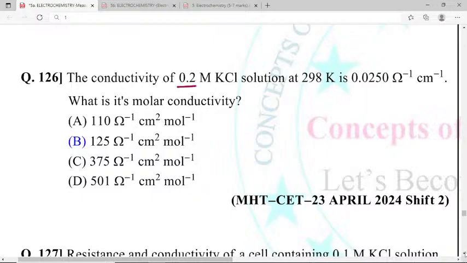The conductivity K and concentration C are given. Molar conductivity we have to calculate. So lambda is equal to 1000 K by C. Substitute the value, we will get the answer.